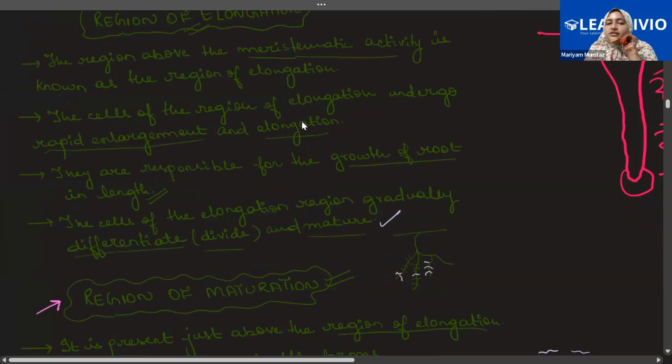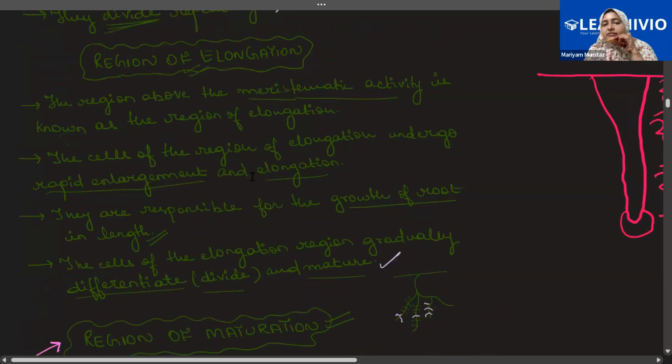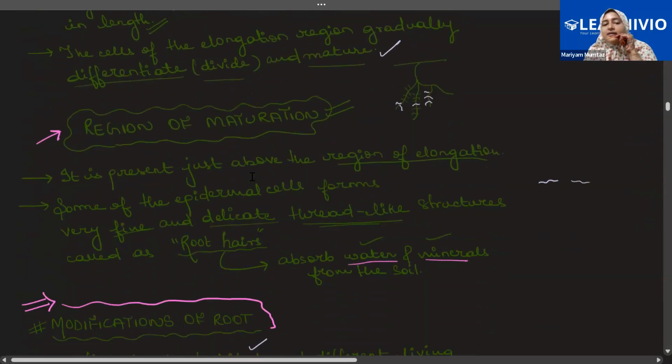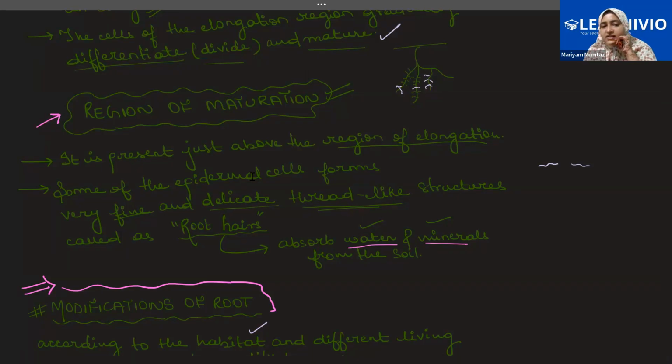The cells of this region undergo rapid enlargement and elongation, meaning again it will also help the roots to grow longer, broader, and they are responsible for the growth of root in length. The cells of the elongation region gradually differentiate and mature, so they undergo maturation after a while, but they are also helpful in the lengthening of the root. Lastly, there comes the region of maturation, above the region of elongation.